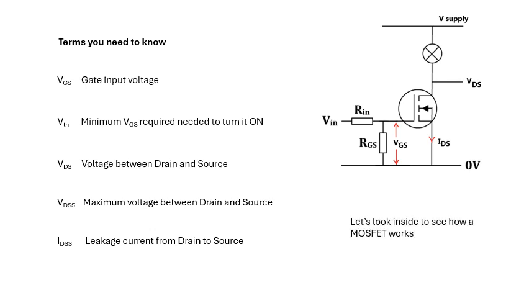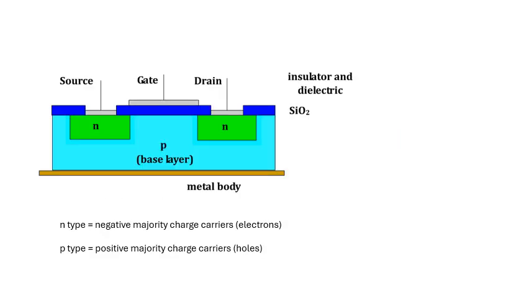Let's look inside a MOSFET, see how it works. We need to know a little bit about it. Now, I could do a whole long video about P-type and N-type semiconductors, but you're not going to get a question on it, so I'm just going to talk briefly about them if you don't know anything about them. There are two types of semiconductor: P-type and N-type.